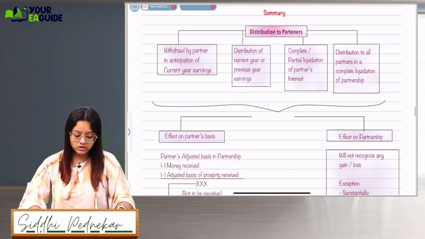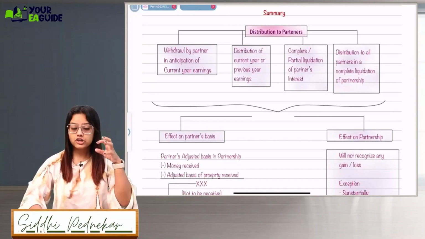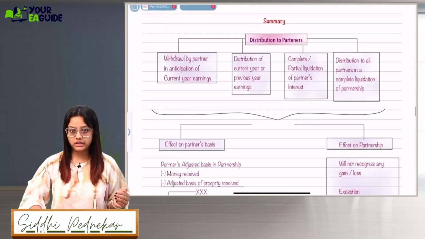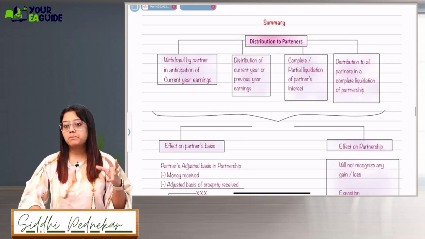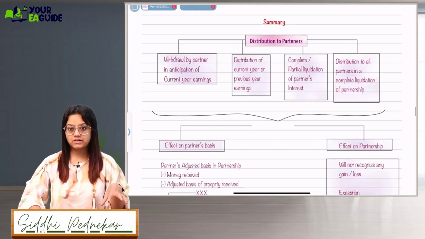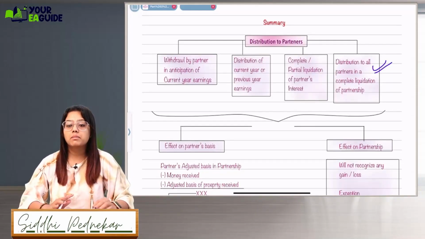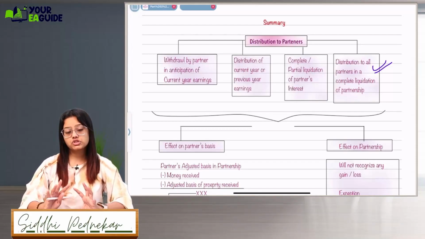Got it, guys? So let's quickly summarize the whole distribution topic which we have done. Distribution can be done in the form of withdrawal by the partner in the anticipation of current year earning, distribution of current year or previous year earning. Third, it can be complete or partial liquidation of a partner's interest. And the fourth, the distribution to all partners in a complete liquidation of a partnership. Okay, four kinds of distribution can take place.